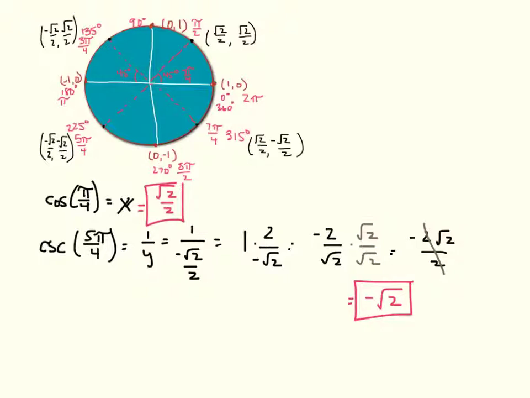Okay, so we can use all this to find all the trig ratios for anything on the axes, or if we are counting by 45 degrees.